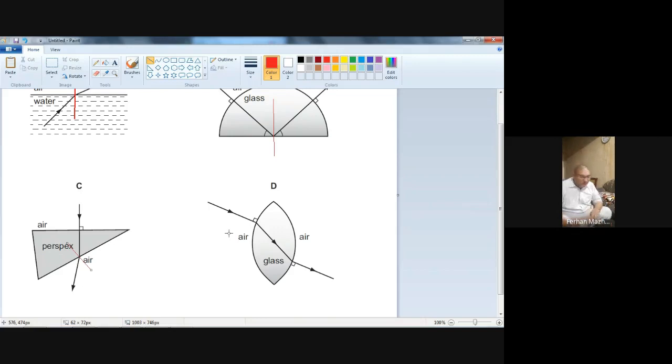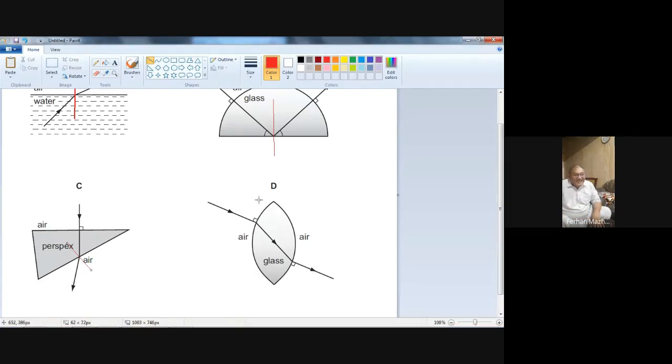Figure D. The light entered into this glass, making a 90-degree angle. Here he has shown that it is making a 90-degree angle with the glass. The light should not deviate. The light should not change its path, but the light changed its path. So that's wrong.